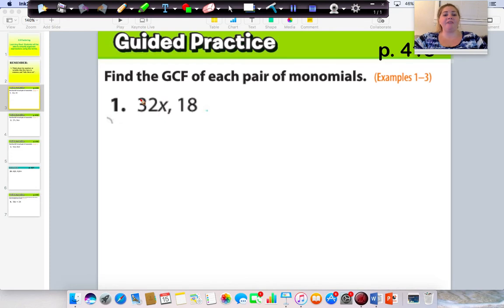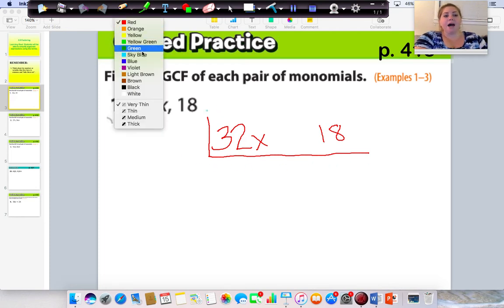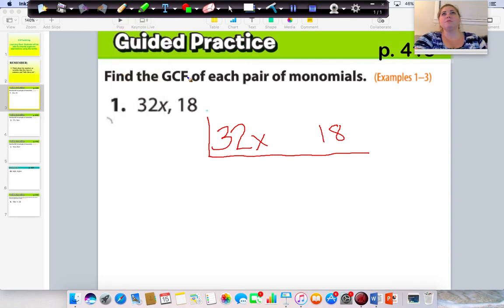Find the GCF of each pair of monomials. So we are taking 32x and 18, and we want to find the greatest common factor, the greatest things that they have in common. How I do that is called the birthday method. I put both of the numbers or variables, what have you, the two things that we are finding the GCF of, and I am going to draw a little L shape up underneath them. And I am going to think about a number or variable that goes into both of them.